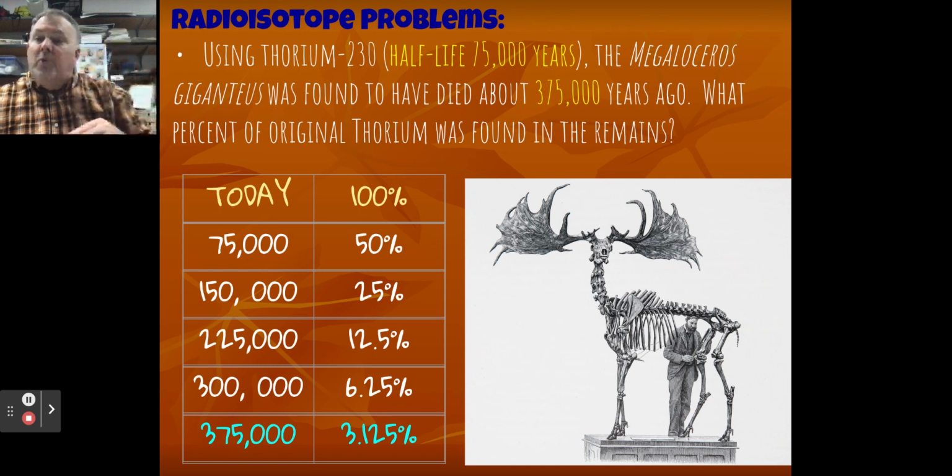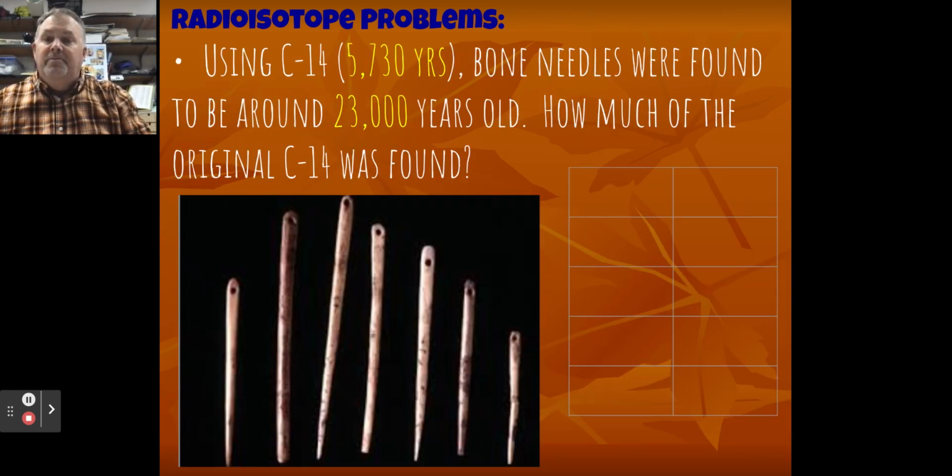So you can see each time we're doing this, we're comparing the amount of thorium 230 to what is currently present today and what's found within the remains of whatever we found. So again, another tool at our disposal to determine the approximate time period for this organism and how old it is. Same thing here with using carbon 14.